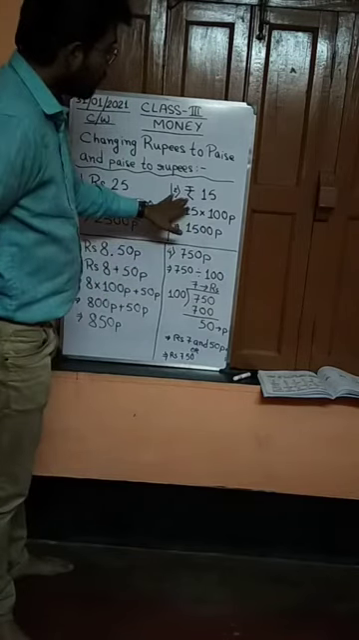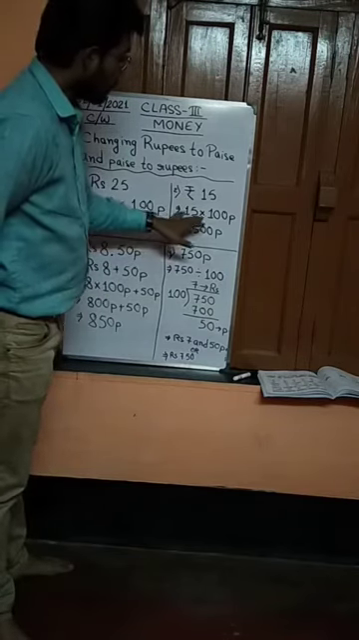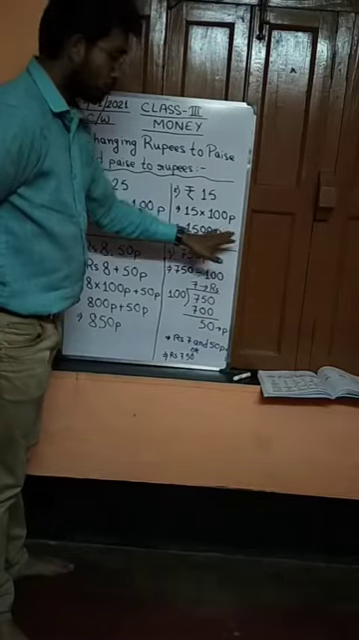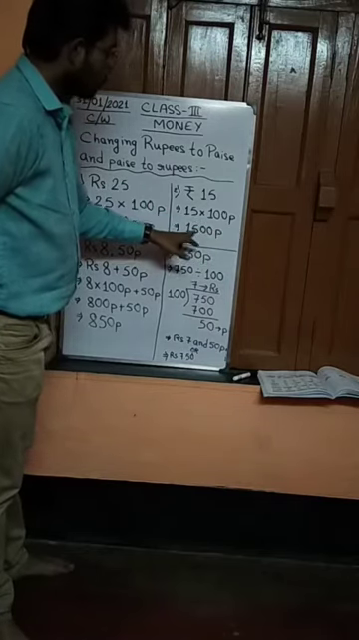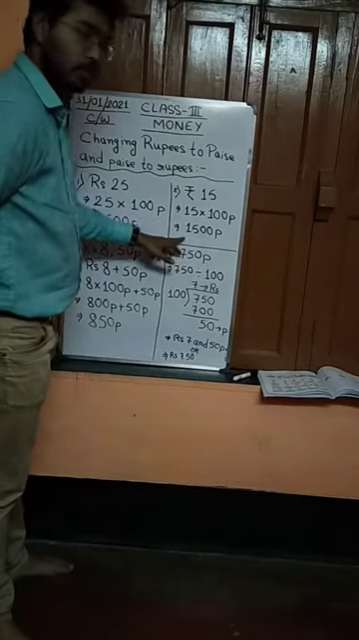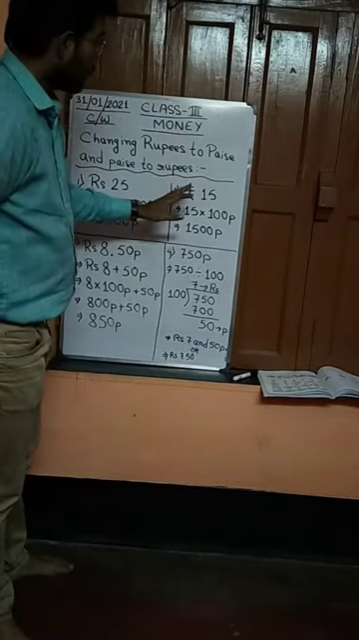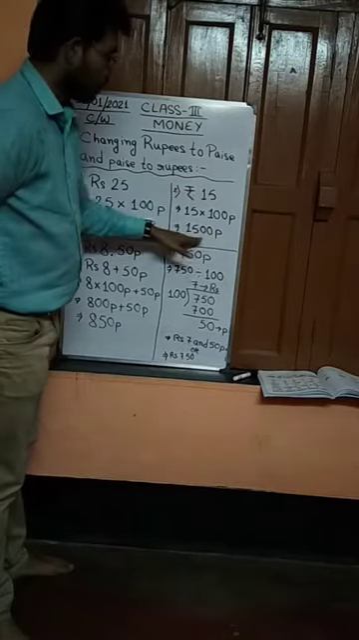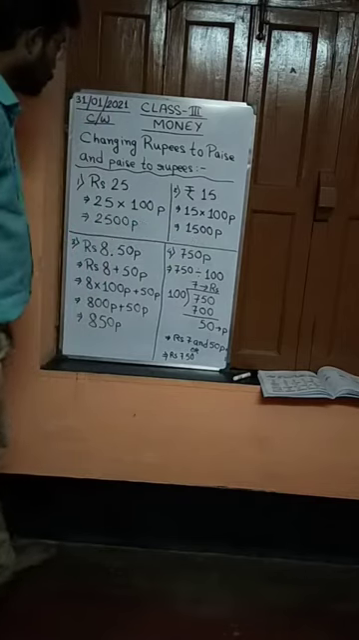So rupees 15 means 15 multiplied by 100 paise. So the answer will be 1500 paise, students. Okay, so we have converted the bigger unit to the smaller unit. Now students, moving on to another one.